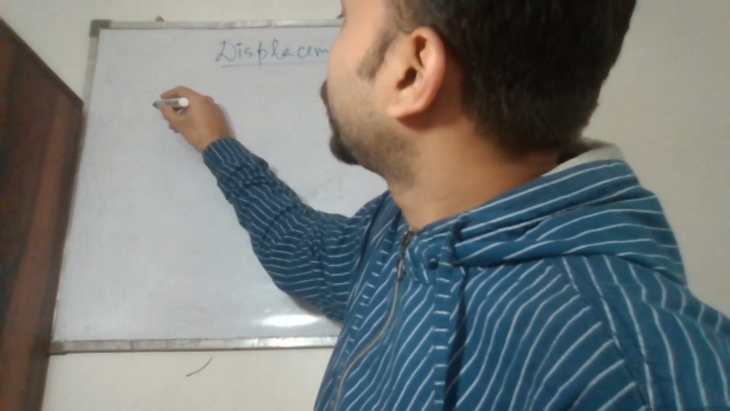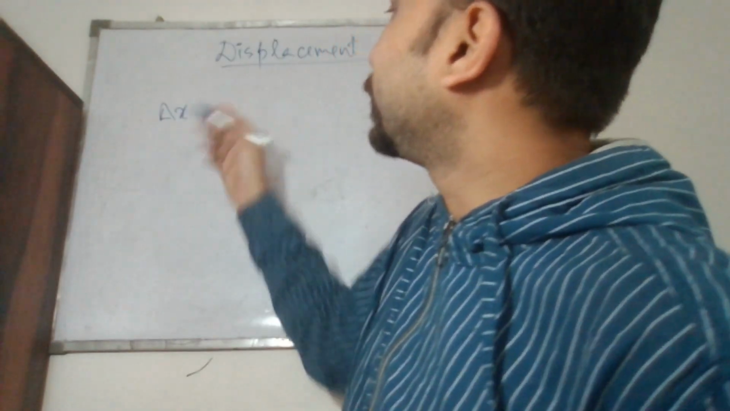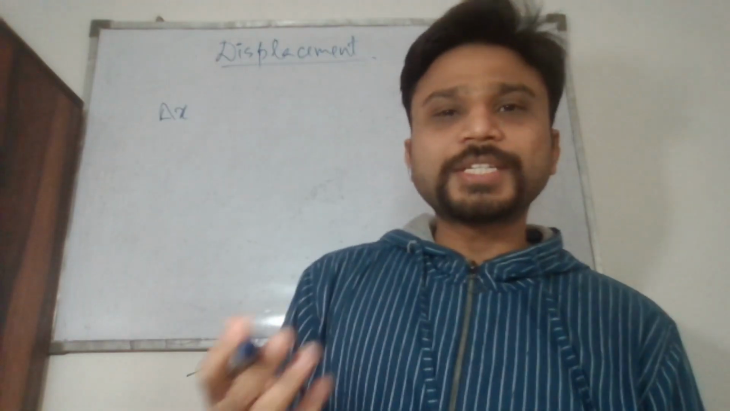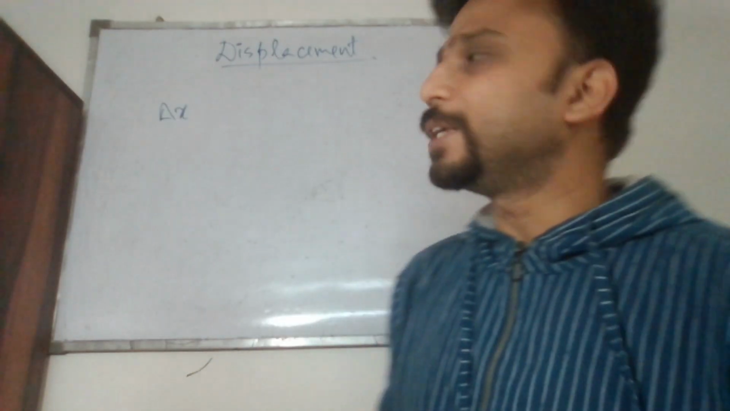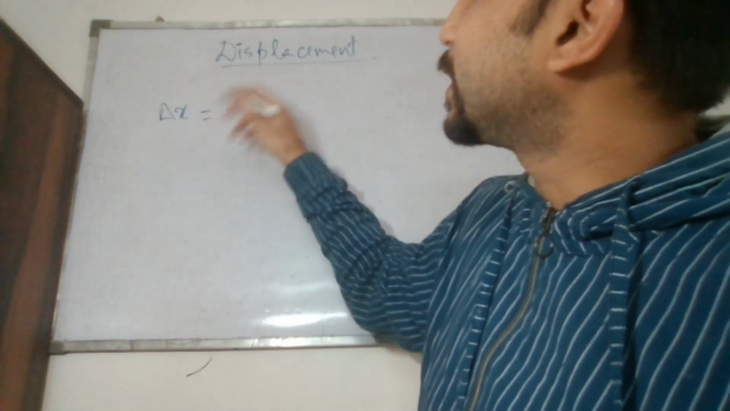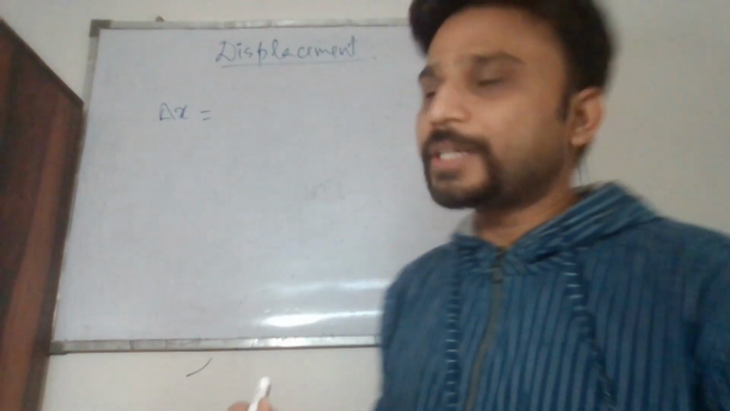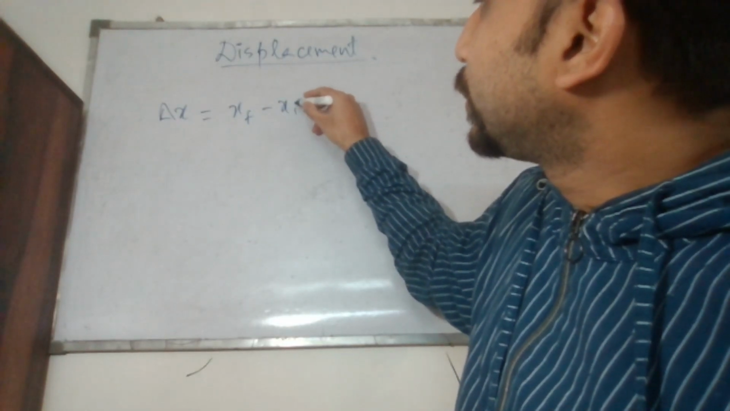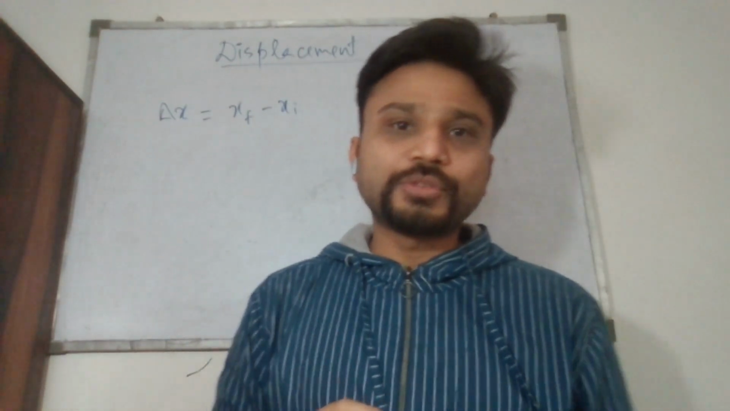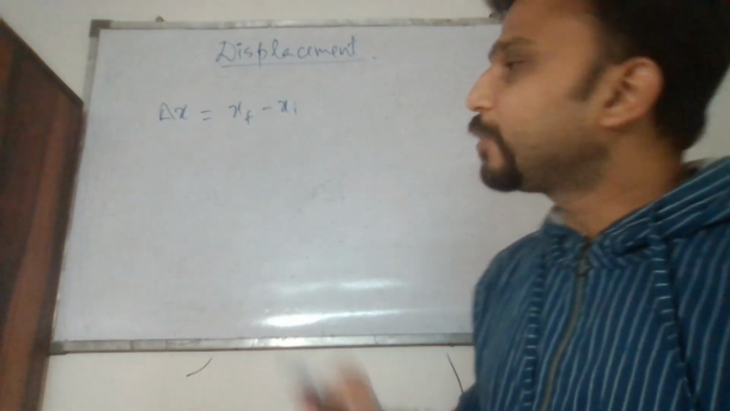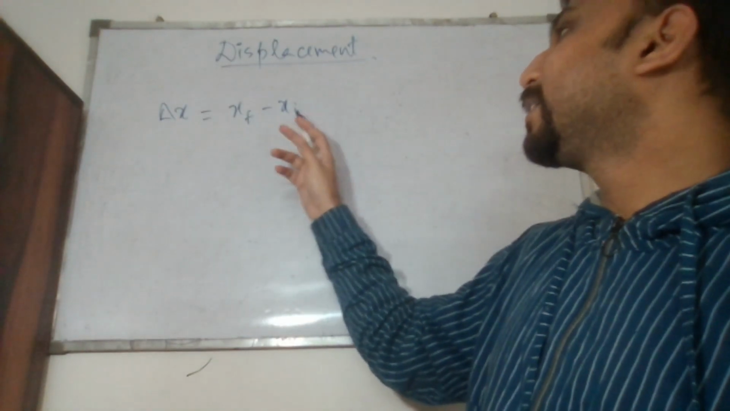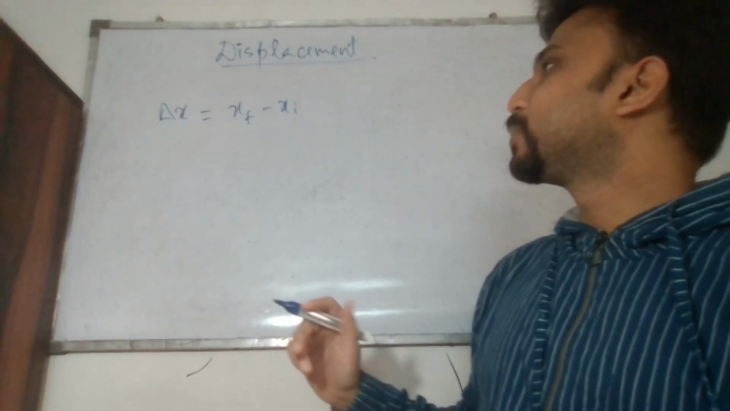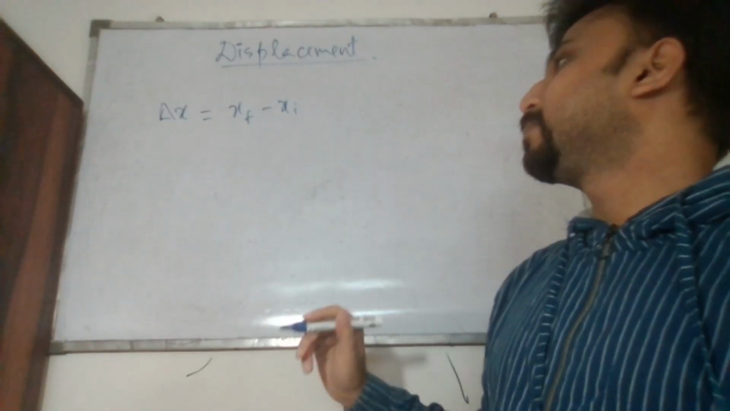Displacement we define as some quantity denoted by the symbol delta x. We must know what position is. Position is represented by x, that you might be knowing already. So delta x is what denotes displacement. It is defined as the difference between the final position and initial position of the particle, or we can say it is subtracting the initial position of the particle from the final position.